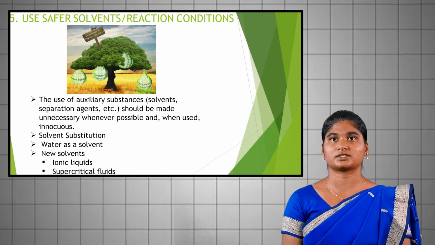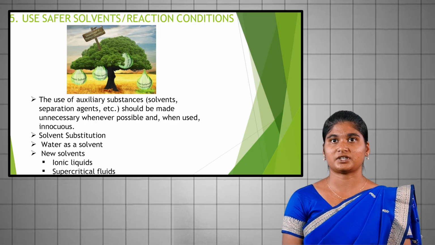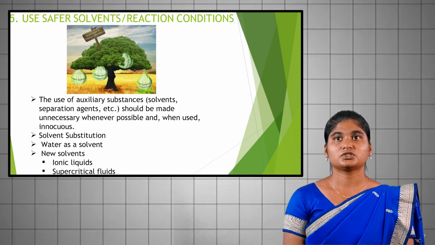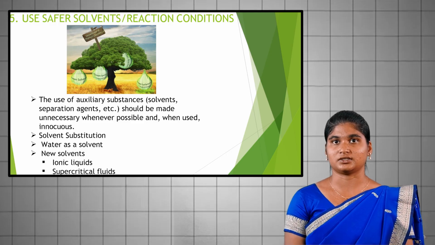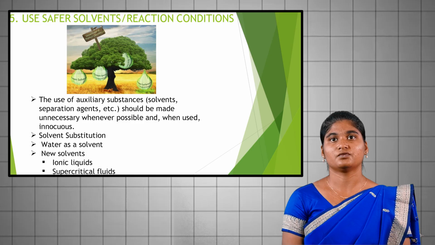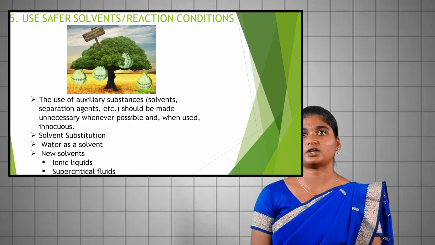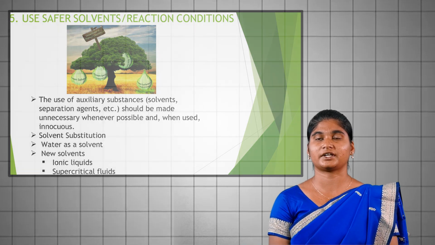Next, use safer solvents or reaction conditions. The use of auxiliary substances such as solvents and separation agents should be made unnecessary whenever possible, and innocuous when used. Solvent substitutions: water as a solvent. New solvents include ionic liquids and supercritical fluids.